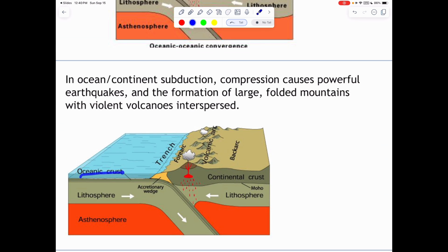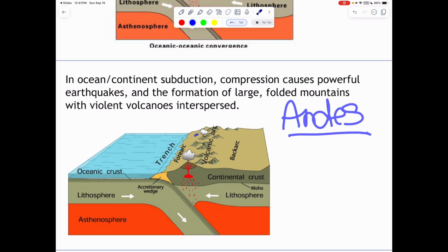So our ocean crust is going to hit the continent. It's going to go lower, melt, creating volcanoes again. And because we're taking that wet seafloor rock, these are going to be explosive volcanoes. And we're also going to get tons of mountains. So it's like a volcanic arc. They call these folded mountains. These mountains are massive. So a great example of this are the Andes Mountains in Chile.